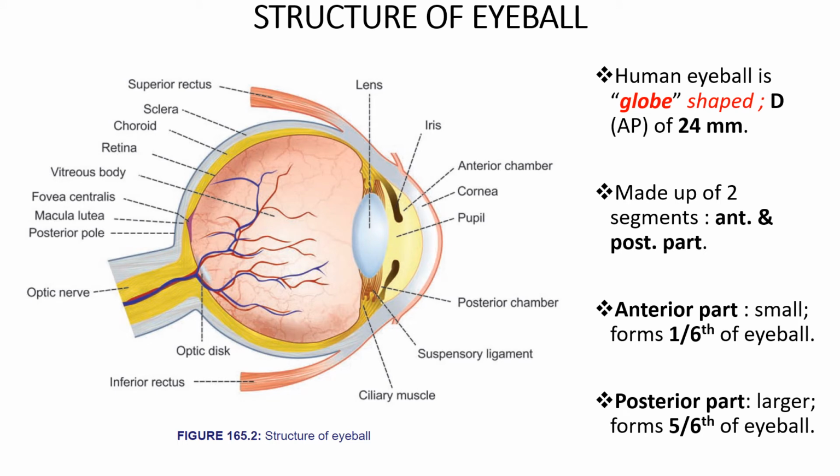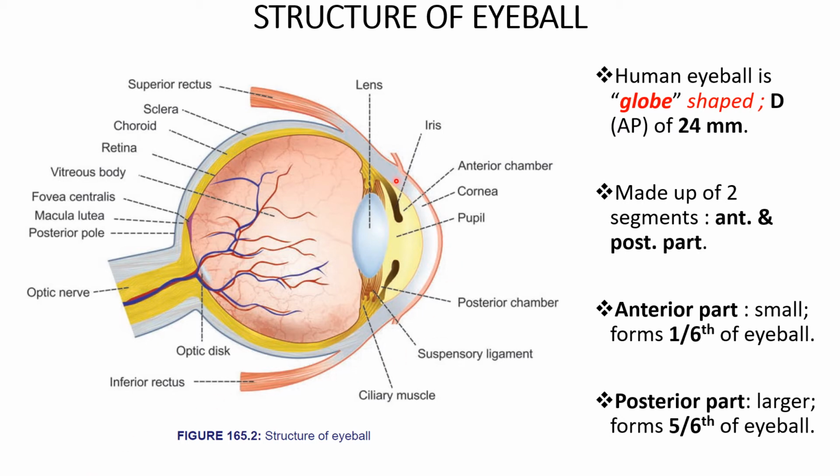Now let us see the structure of the eyeball in detail. Each eyeball is a cystic structure which is kept distended by the intraocular pressure inside it. The human eyeball is a globe-shaped structure having an antero-posterior diameter of 24 millimeters. The anterior part of the eye is called the anterior segment and the posterior part of the eye is called the posterior segment.